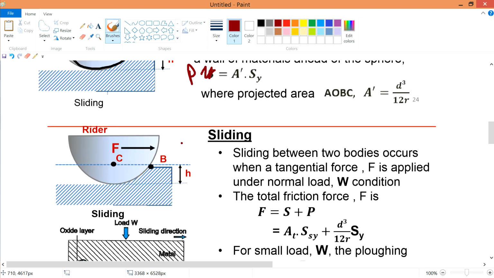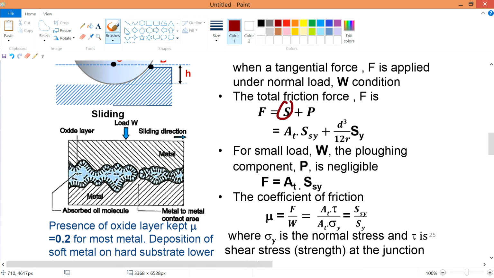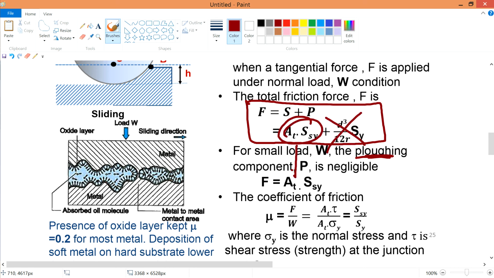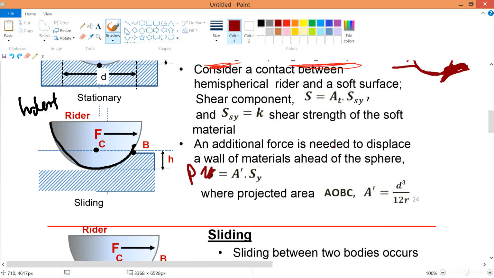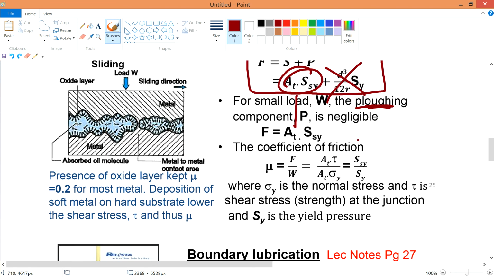But nonetheless, the total force includes the S and the P, which we have said. So the total friction force is this. But for small load, the plugging is kind of negligible. This is why we cancel this and we only look at this. So the total force is this over here: the amount of area multiplied by the shearing of the U strength, most probably the shear component.